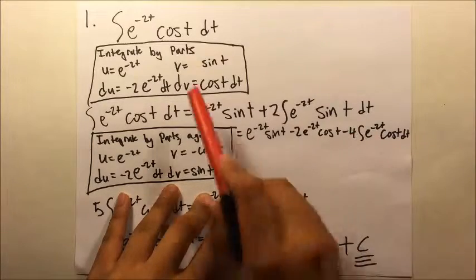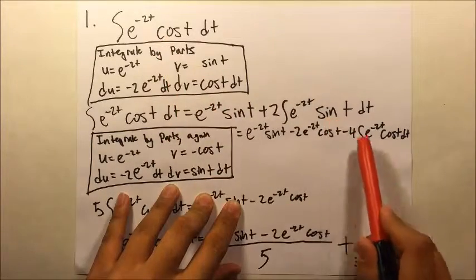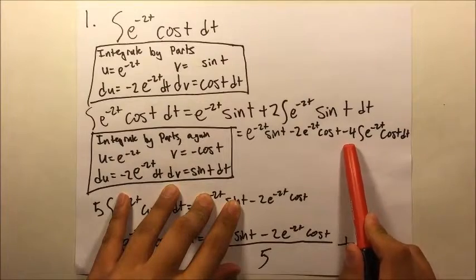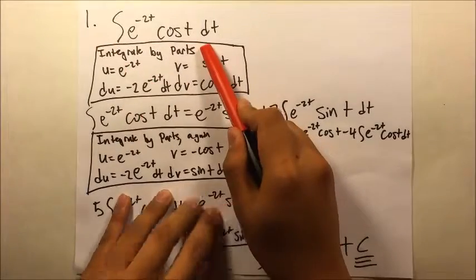And notice here, since that cosine has cycled from cosine to sine to cosine again, this is just negative 4 times what we want.